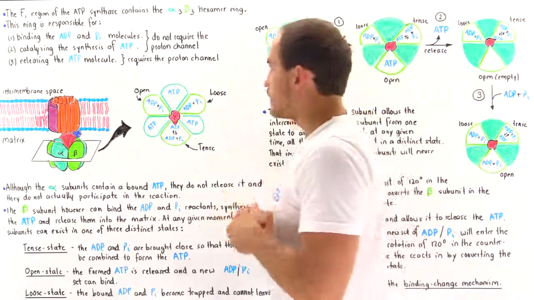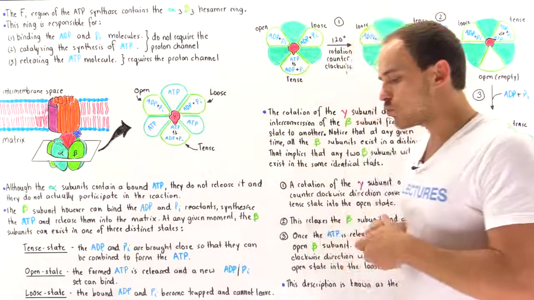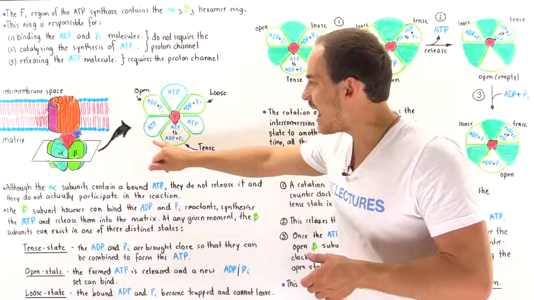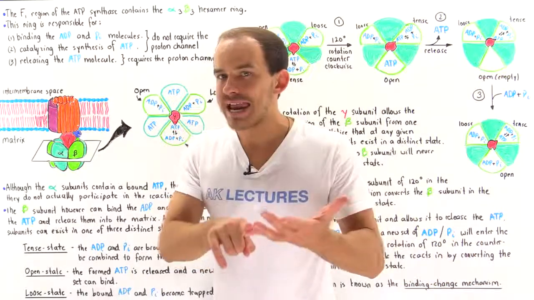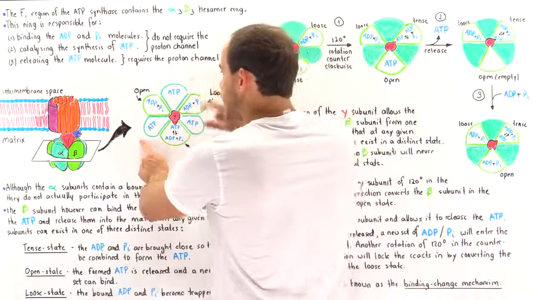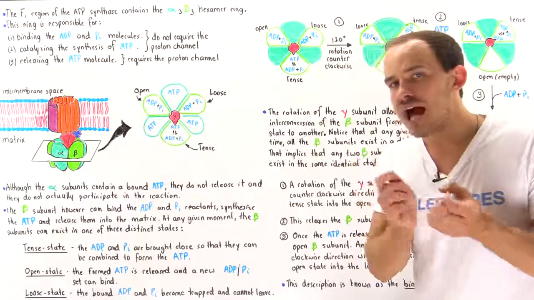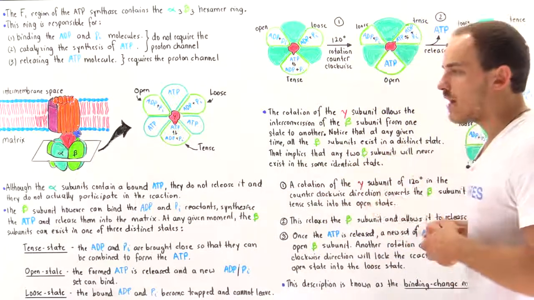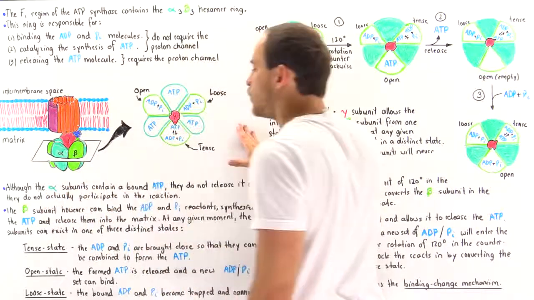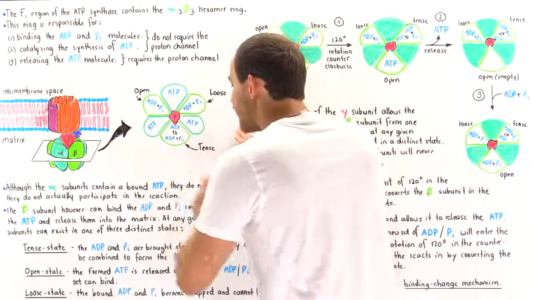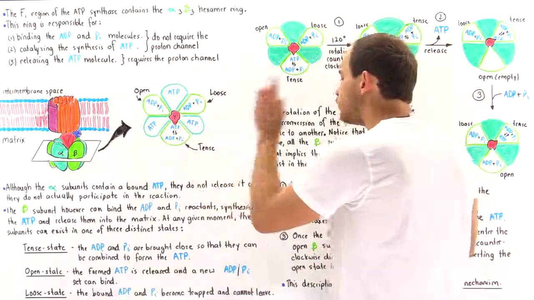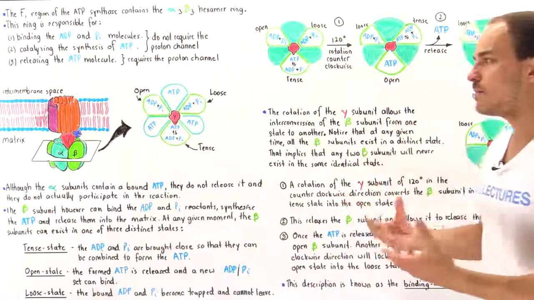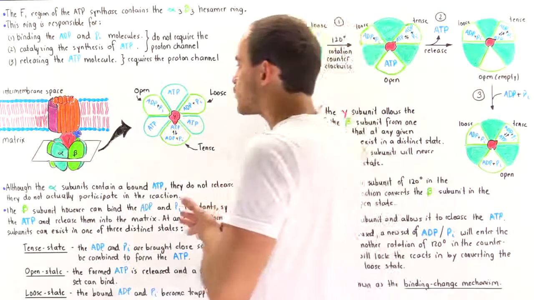Now, the alpha subunits, even though they're part of the hexamer ring, they don't actually play a catalytic role. And even though these alpha units can in fact bind ATP molecules, and they will have ATP molecules bound to them, they will not release the ATP molecules, nor will they carry out any useful process. So although the alpha subunits of the hexamer ring do contain ATP molecules bound to them, they do not release these ATP molecules, nor will they participate in some useful reaction.